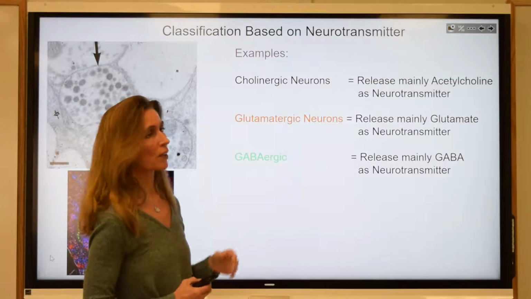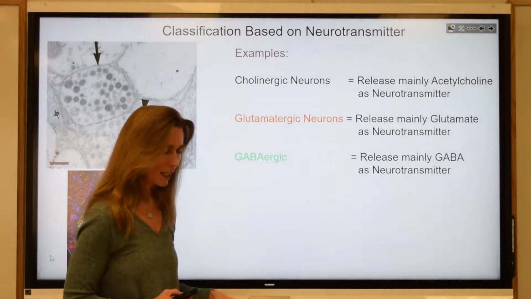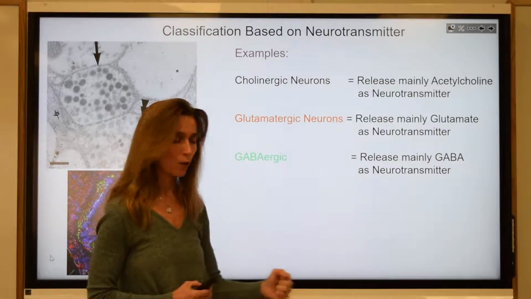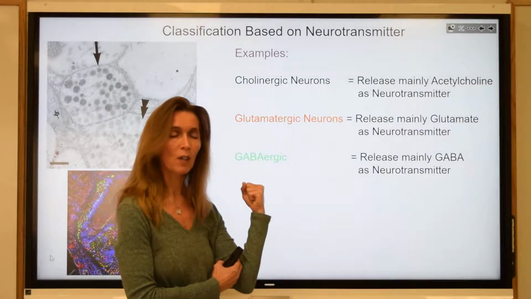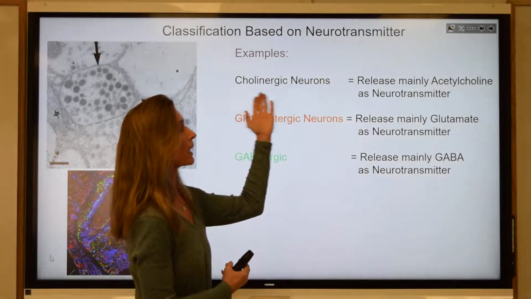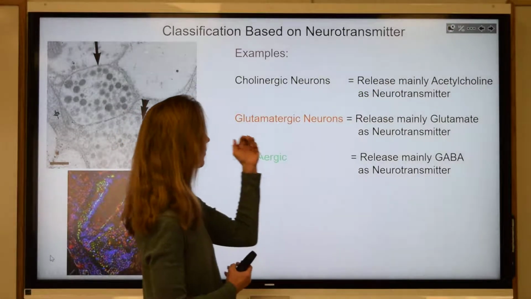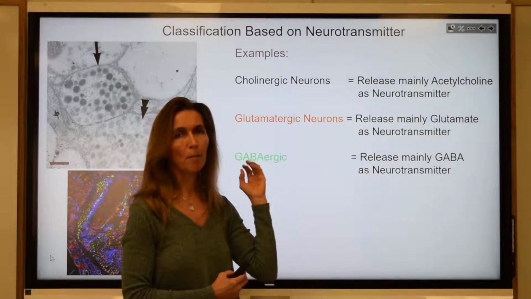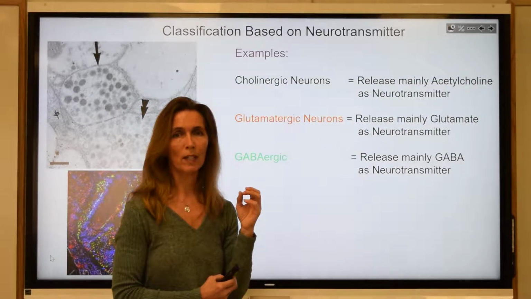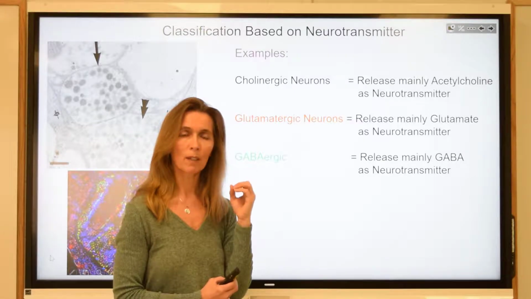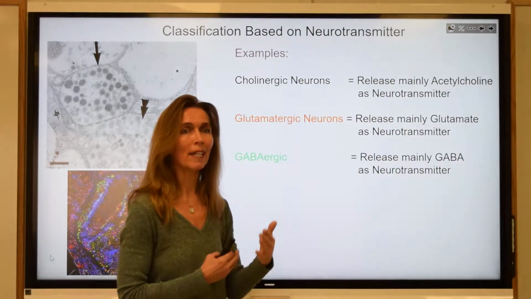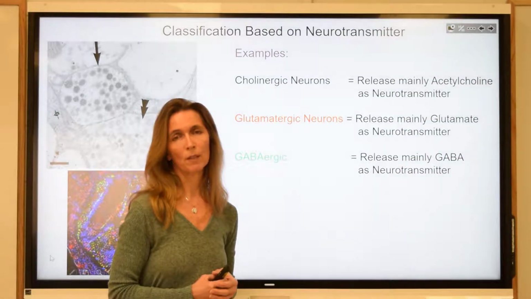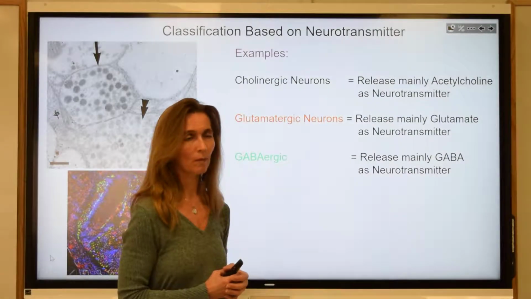So acetylcholine is mainly released at our neuromuscular junction. So if we want to move our muscle, the transmitter that is released by the motor neurons onto the muscle is mainly acetylcholine. Glutamate is the main activating neurotransmitter in the mammalian brain. And GABA is the main inhibiting or inactivating neurotransmitter in the mammalian brain.